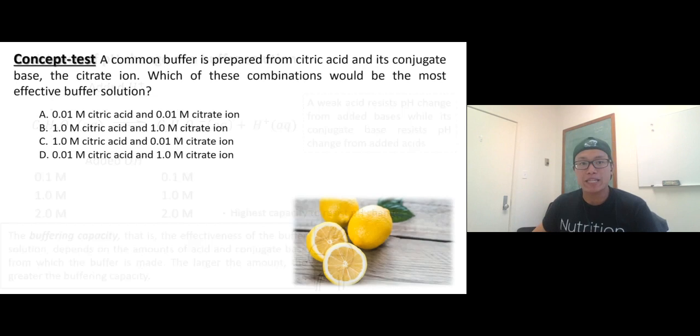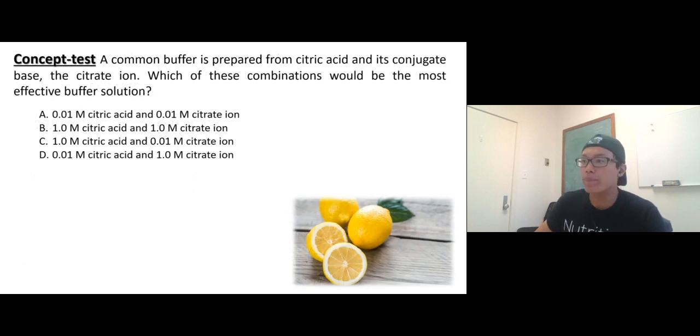Okay. All right. Concept test real quick. Which of the following combinations would be the most effective buffer solution? All right. Number 1, citric acid. Citric acid is an acid in lime and lemon, right? Like citrus juice, citrus fruit. Anyway, citric acid is a weak acid.